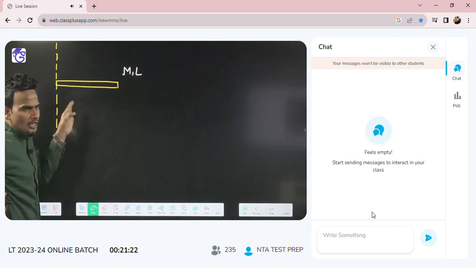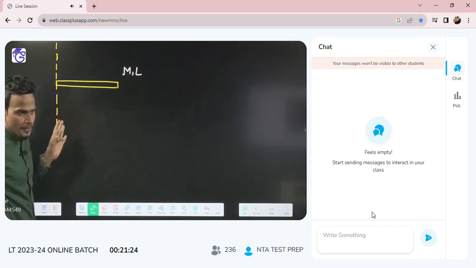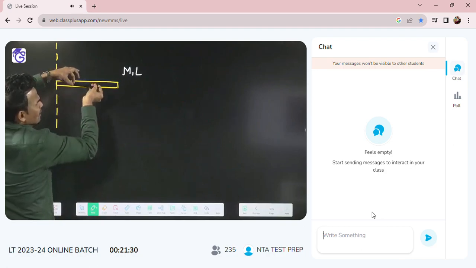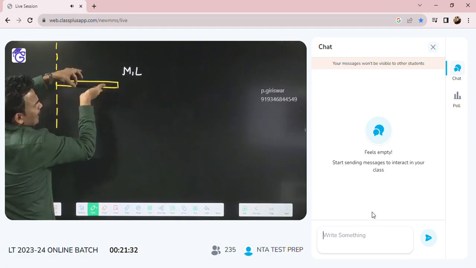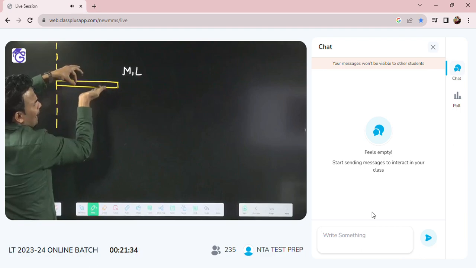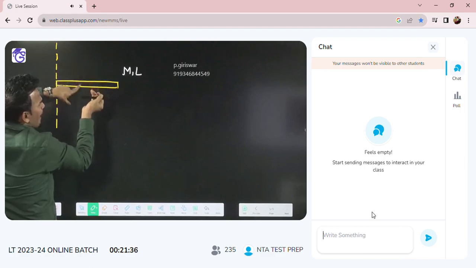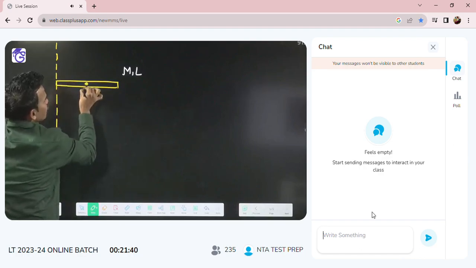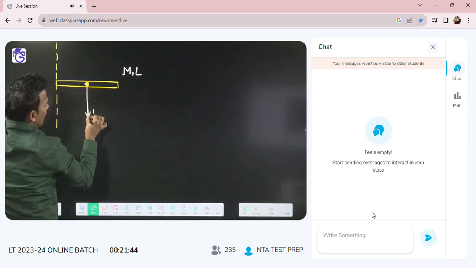Many people got it, some people are not getting it, so just see here. What will happen once you remove your hand? Till the time you are putting your hand force, your force is balancing mg. But once you remove your hand, mg of the rod will act vertically down. Sir, mg will act.